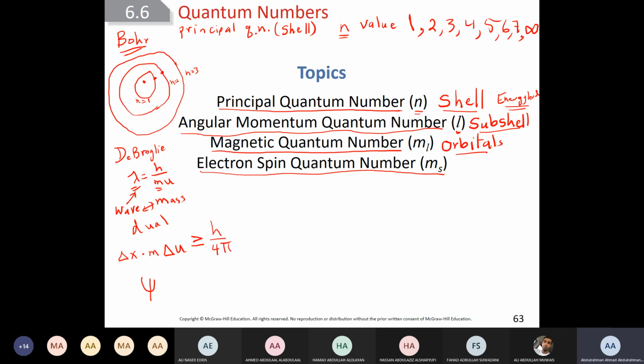After Heisenberg came another scientist, and he developed this letter. What's this letter? Psi. Who developed it? Schrödinger. Schrödinger developed this psi. And what's psi?